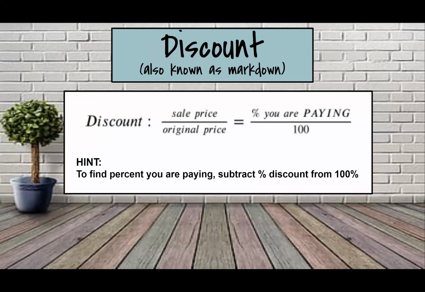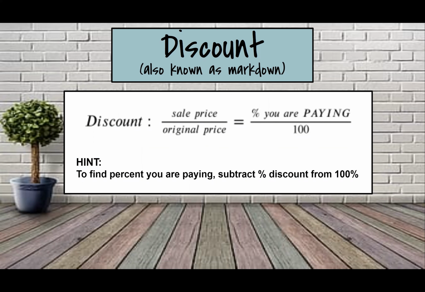So let's first talk about discount. And again, it's also known as markdown. So the formula, and again, we've got a percent proportion. We can solve for equation there. It's the sale price over the original price. And this right here is something to pay special attention to. Percent you are paying over 100.